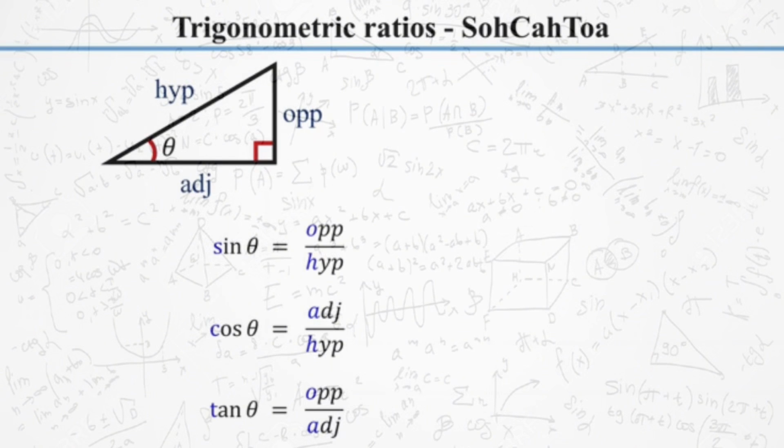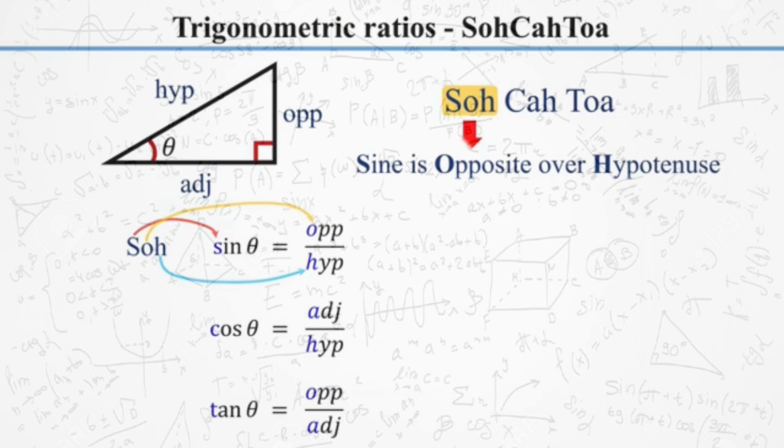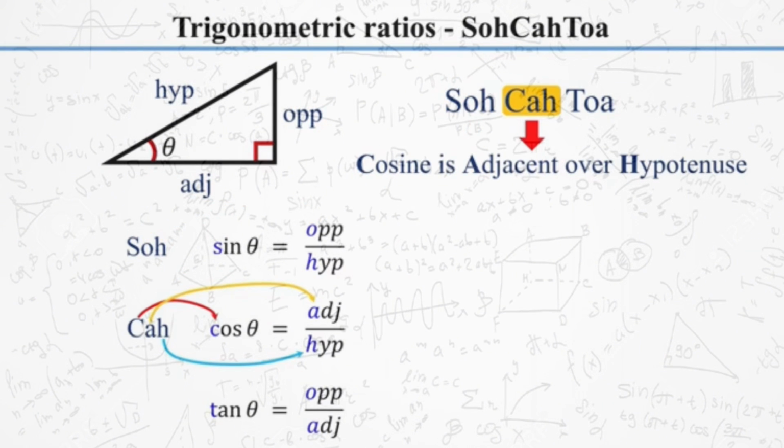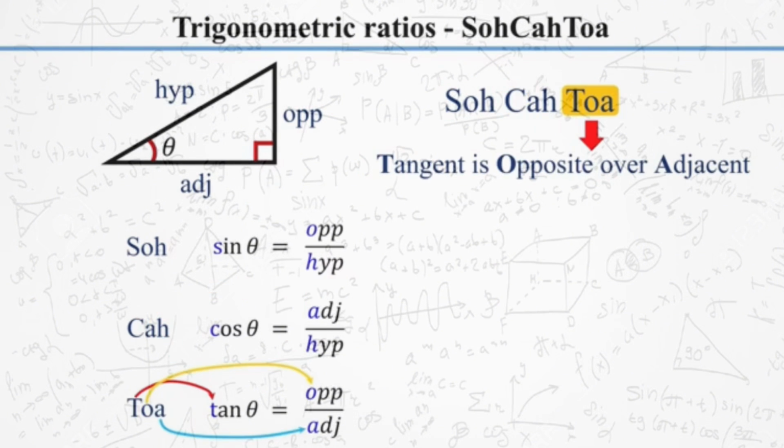A useful mnemonic to remember these trigonometric ratios is SOHCAHTOA. The first 3 letters of SOHCAHTOA represent the sine ratio. S is for sine, O is for opposite, and H is for hypotenuse. This tells us that sine is opposite over hypotenuse. The second 3 letters represent the cosine ratio. C is for cosine, A is for adjacent, and H is for hypotenuse. This tells us that cosine is adjacent over hypotenuse. The last 3 letters represent the tangent ratio. T is for tangent, O is for opposite, and A is for adjacent. This tells us that tangent is opposite over adjacent.